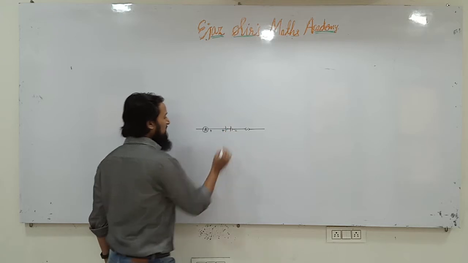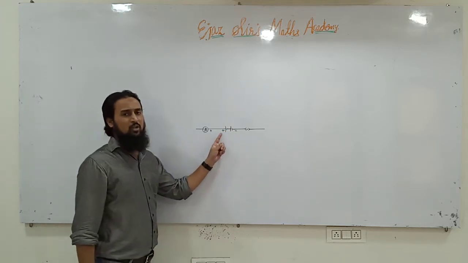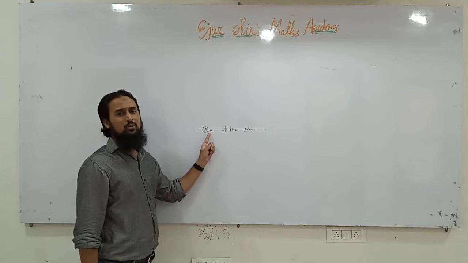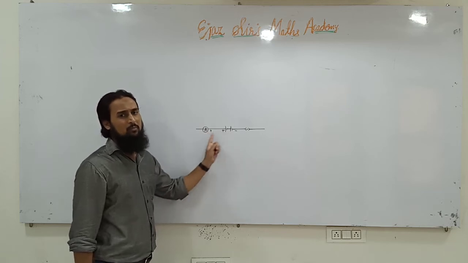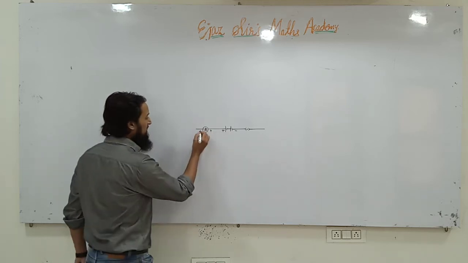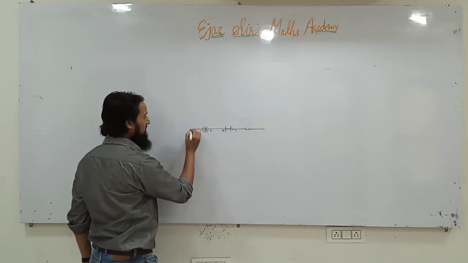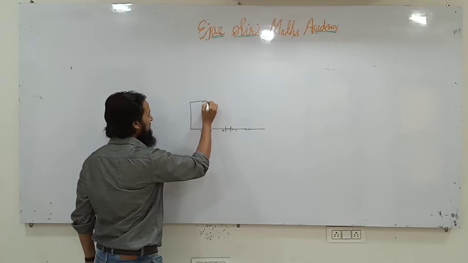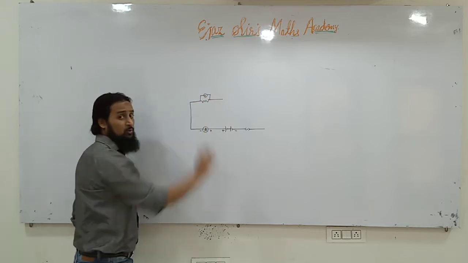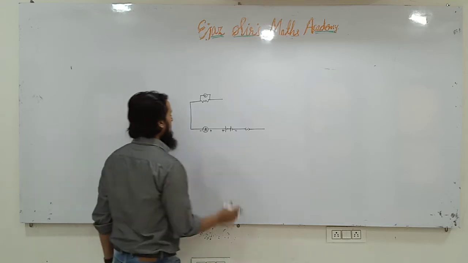What does that mean? The positive terminal of the battery must always be connected to the positive terminal of the ammeter. This is called an ammeter connected in series. And the negative terminal of the battery should be connected to the negative terminal of the ammeter. And suppose this is a resistor, and a voltmeter is always connected in parallel to the resistor, always remember.